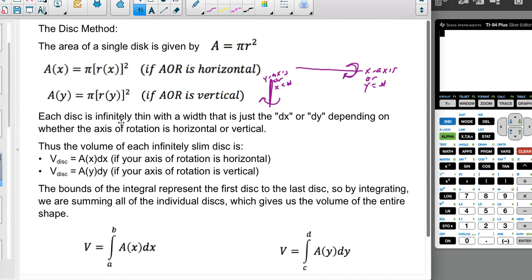Basically, each disk is infinitely thin and has a width that is just dx or dy, depending on which axis you're using, right? So the volume of each infinitely slim disk is just A of x times dx, or A of y dy, depending on which axis of rotation you're using. To add up all the disks, we just use integration from the first disk to the last disk. So let's go ahead and walk through how we do this.